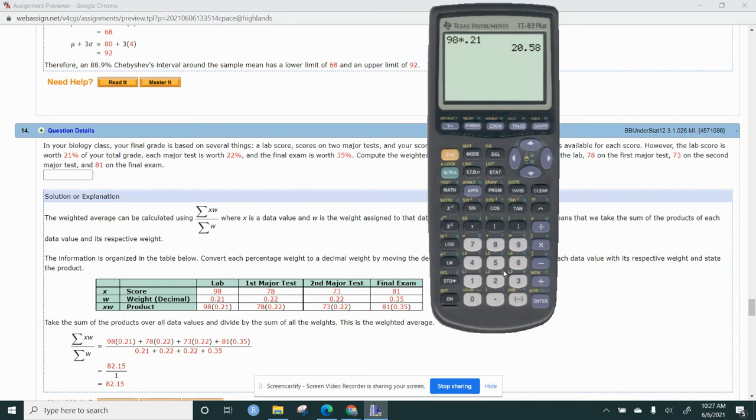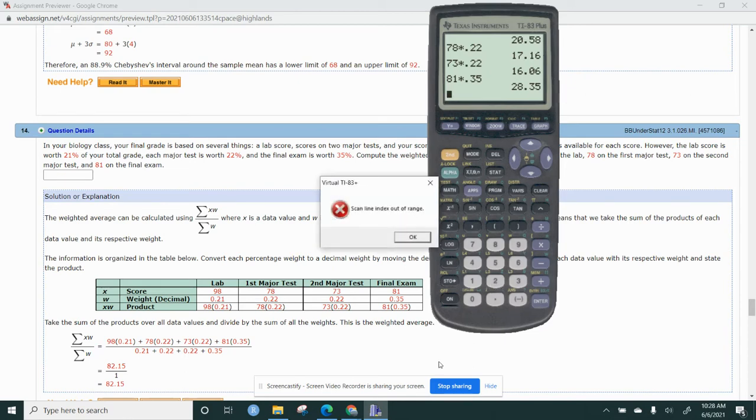So the first test, I got a 78 on. So I'm going to do 78 times 0.22 equals 17.16. Okay, and then for the next test, it's 73 times 0.22, and that's 16.06. And then my final one, I got an 81 on the final. I'm going to do 81 times 0.35. Okay, so I got that, which is 28.35.